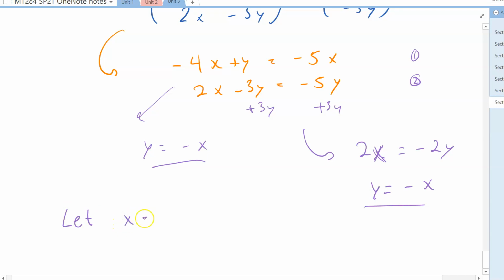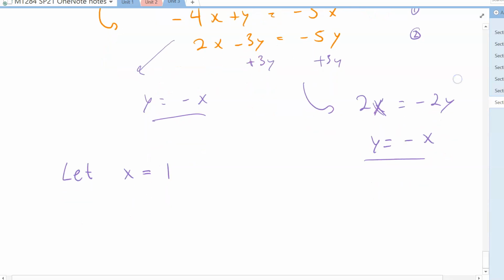It's going to be convenient for us to let x equal, let's just say, 1. You don't have to choose 1. You could choose 2 or 3 or negative 1, whatever you want, really. The only number you can't use is 0 here, because then we would get both x and y to be 0, and we're looking for a non-zero eigenvector.